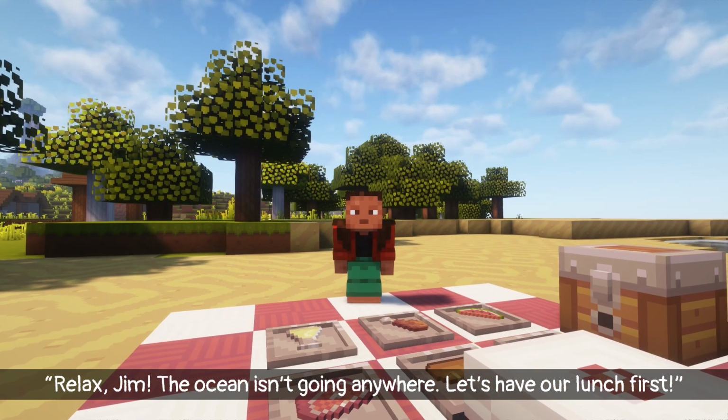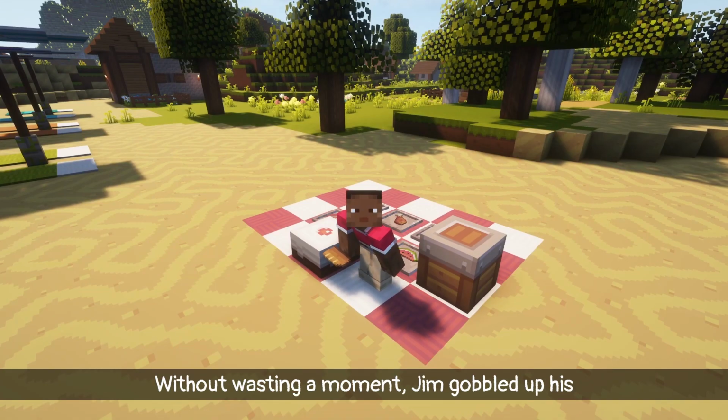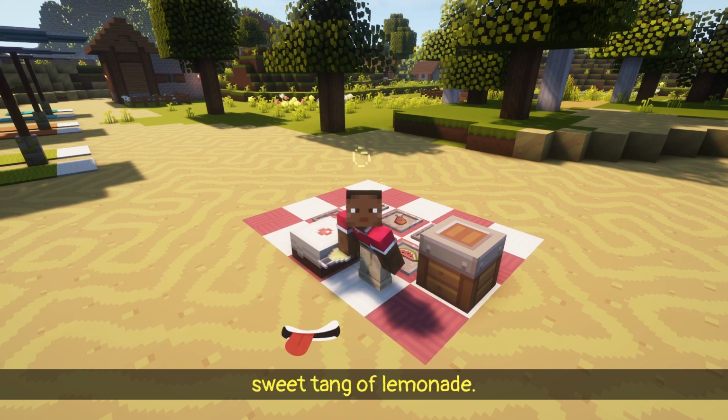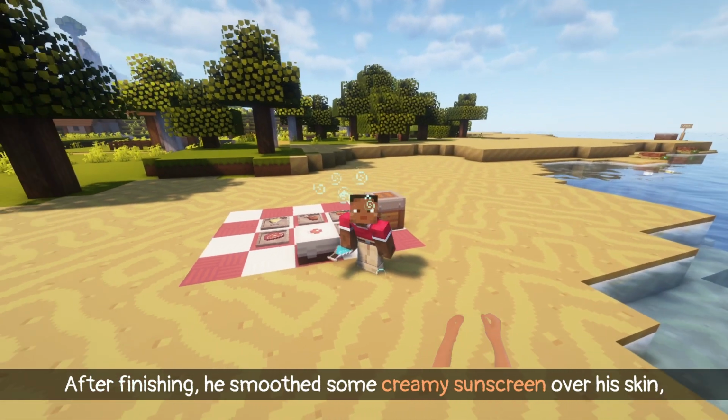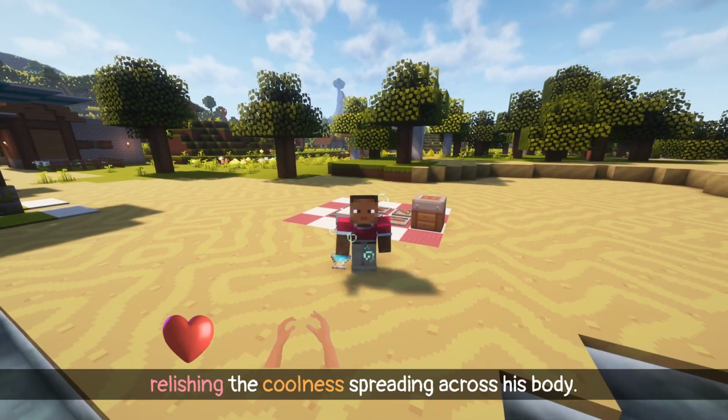Relax, Jim. The ocean isn't going anywhere. Let's have our lunch first, Mother assured, gesturing for Jim to sit down on the picnic mat. Without wasting a moment, Jim gobbled up his savoury ham and cheese sandwich and washed it down with the sweet tang of lemonade. After finishing, he smoothed some creamy sunscreen over his skin, relishing the coolness spreading across his body.